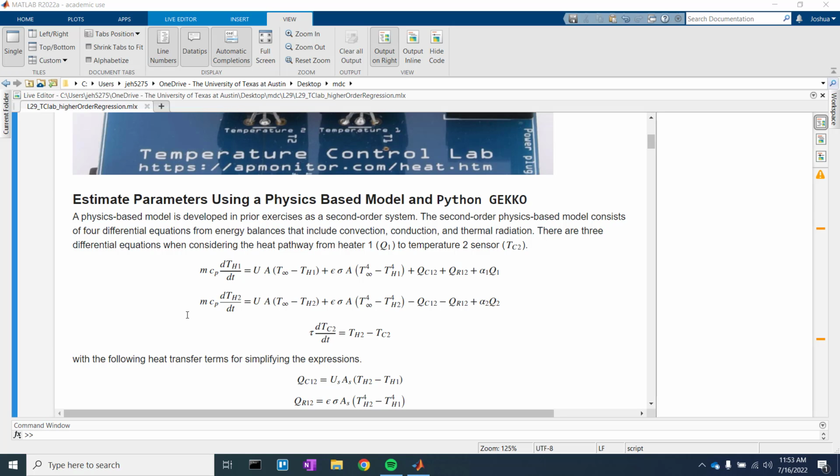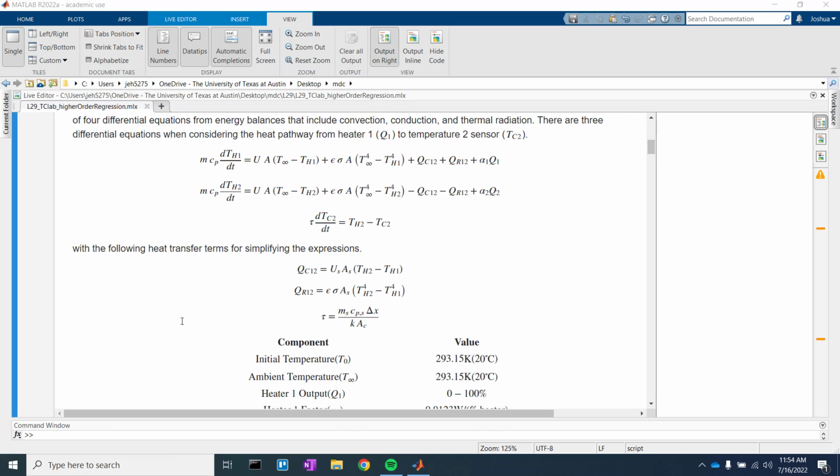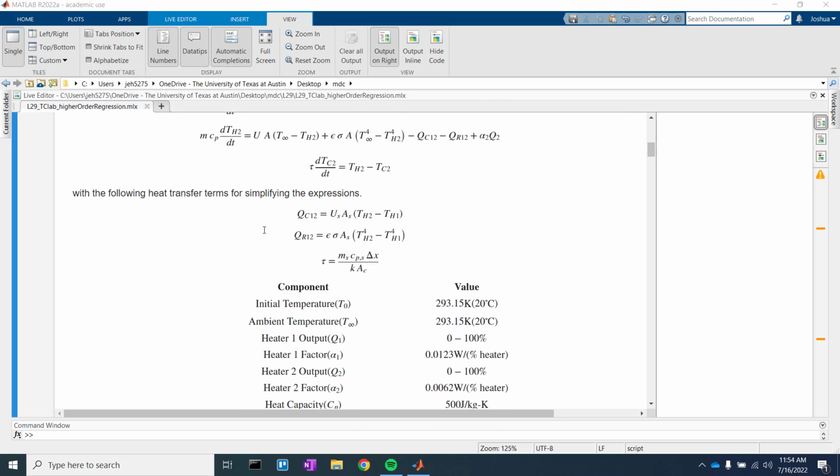We will change heater 1 and see how that affects heater 2 and heater 1, as well as the temperatures for sensor 1 and sensor 2. So we're going to work on a state space form similar to what we did before. So we'll have QC1, QR12, and then this tau where we have some of the lump parameters.